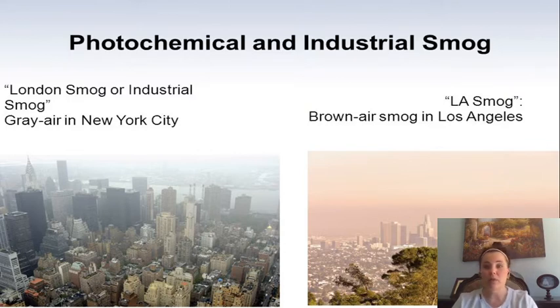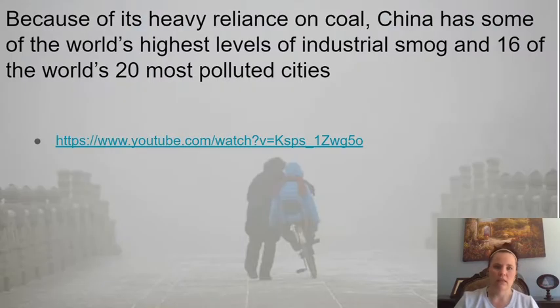So, photochemical versus industrial smog, I was like, is there really a difference? And evidently there is. London is considered a gray smog, and LA is considered a brown air smog. Basically what you're looking at there is the amount of nitric oxides versus some of the others.